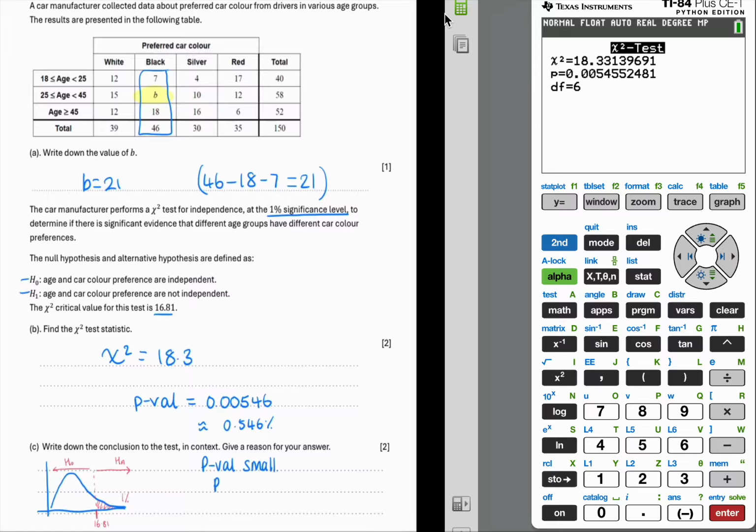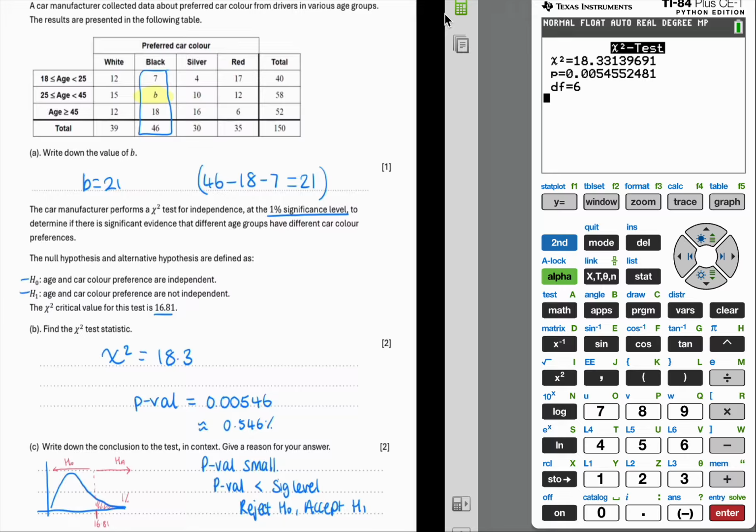The p-value is less than the significance level, which was 1%, and therefore we reject H0 and accept HA, or for this question I think they actually labelled it as H1, so we should write H1. And we can see that on here because the area is significantly smaller.